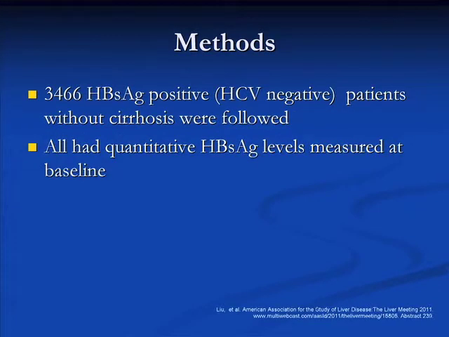So in this Chinese cohort, 3,466 patients with hepatitis B surface antigen without cirrhosis were followed. I think that they felt that the patients who had cirrhosis would need to be treated, and so they were excluded from this follow-up study. All patients had quantitative hepatitis B surface antigen levels measured at their baseline.